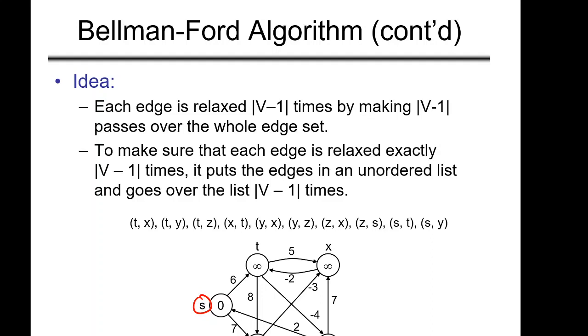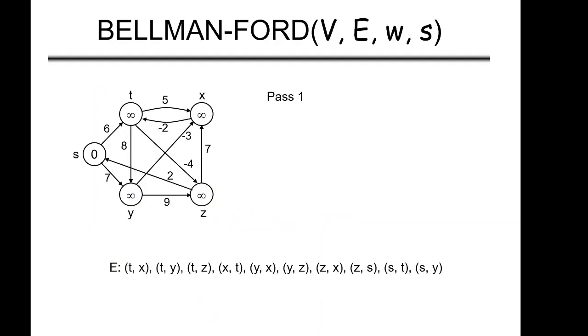So we will make this unordered list for all the edges which are there in the graph. In each iteration we will go through all these edges, and how many times will we do this? We will do this V minus 1 times. Later on we will see why this works, but this is the idea. So let's see the example. We have already made this set of edges, we already have this unordered set of edges.